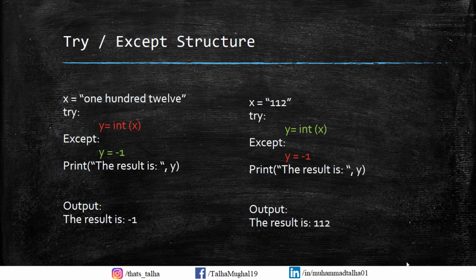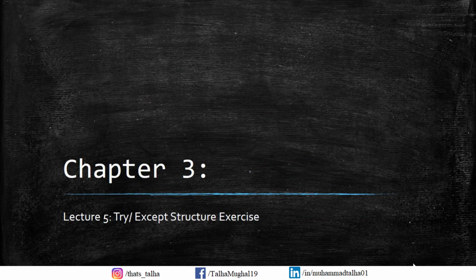On the right hand side, there is another example in which the user actually entered numbers. In this case, the code inside try will work and the string will be converted into an integer. So the program will ignore the except section and print out the result is y, and the output will be the result is 112. That is how we can handle this string and integer problem gracefully using the try and except structure.